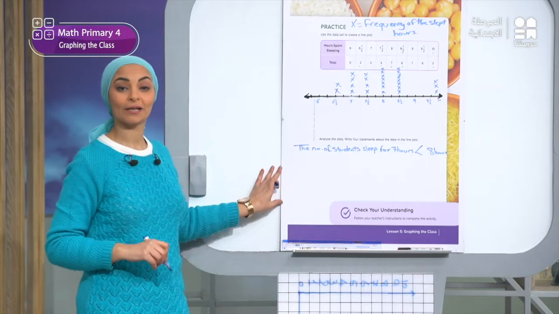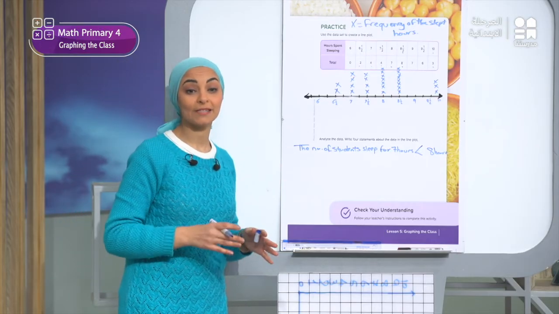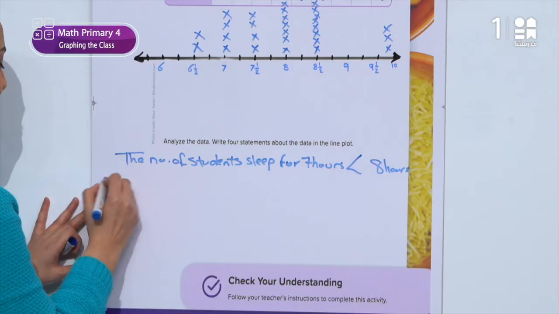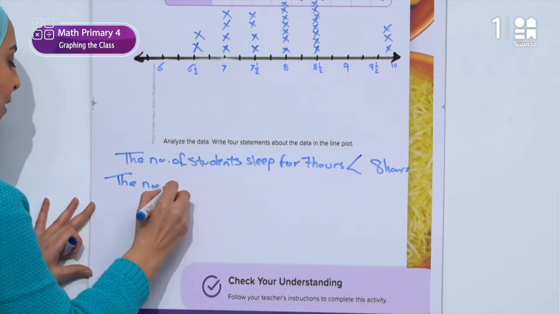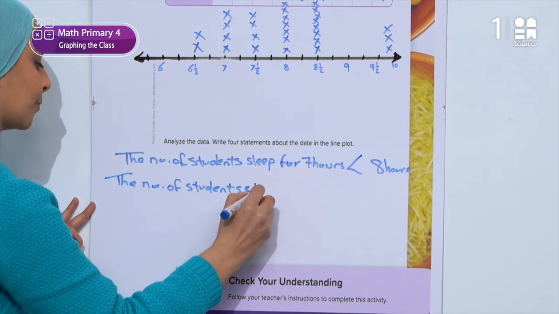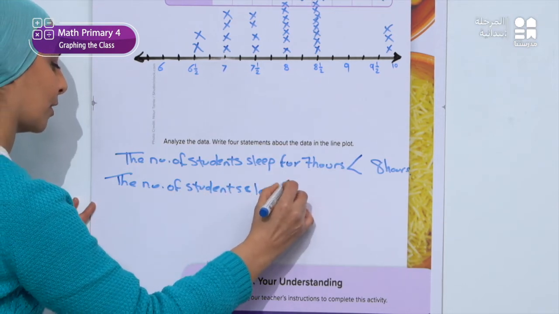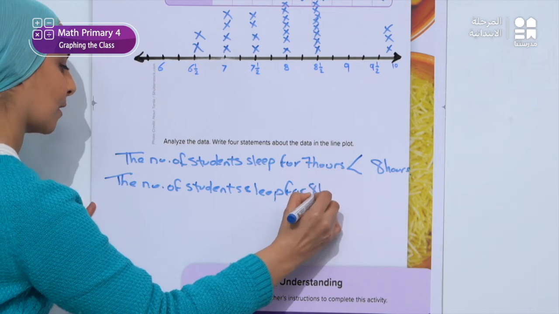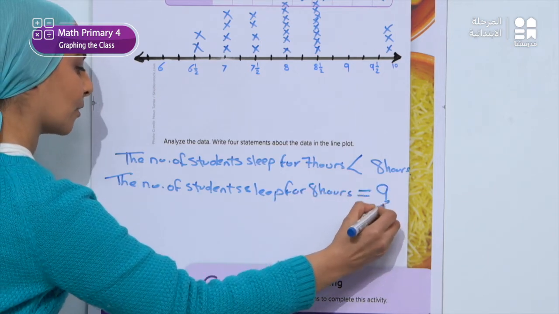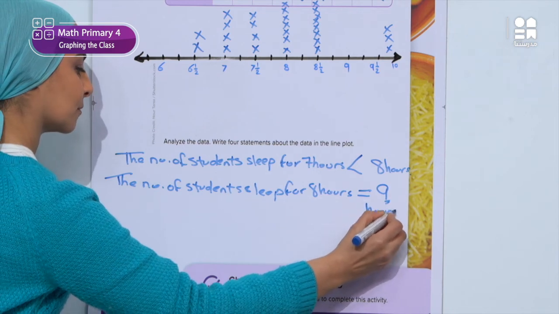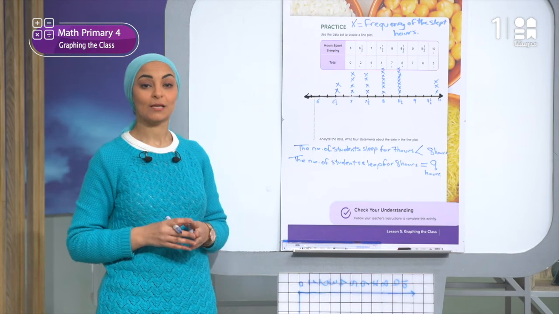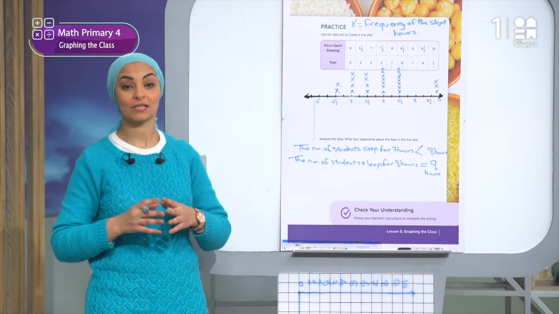We can write something else too. The number of students who sleep for 8 hours and 9 hours is the same. The number of students who sleep for 8 hours equals the number of students who sleep 9 hours. Okay. We can also write that the number of students who sleep for 10 hours is 3 students only.